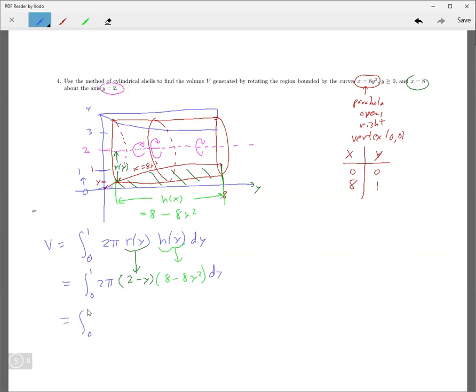Okay, great. So let's go ahead and figure this out. Let's multiply everything out, multiply those with that. So that's 2 times 8 is 16, 2 times that is negative 16y squared, and then the inside one is minus 8y, and the outside one is plus 8y to the 4th. No, 8y, what am I thinking? 8y cubed.